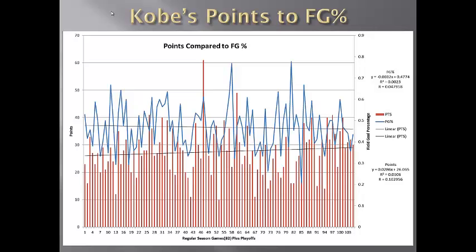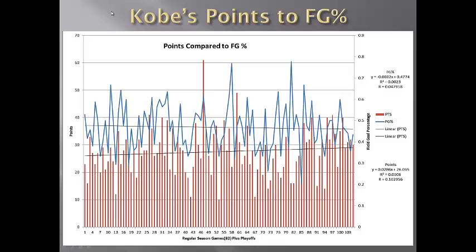Now, Kobe's points to field goal percentage. The blue represents the field goal percentage. On the right, you can see the scale for that. On the left is the points, which are represented as the red bars. He peaked for points at 62. That was a game at Madison Square Garden.